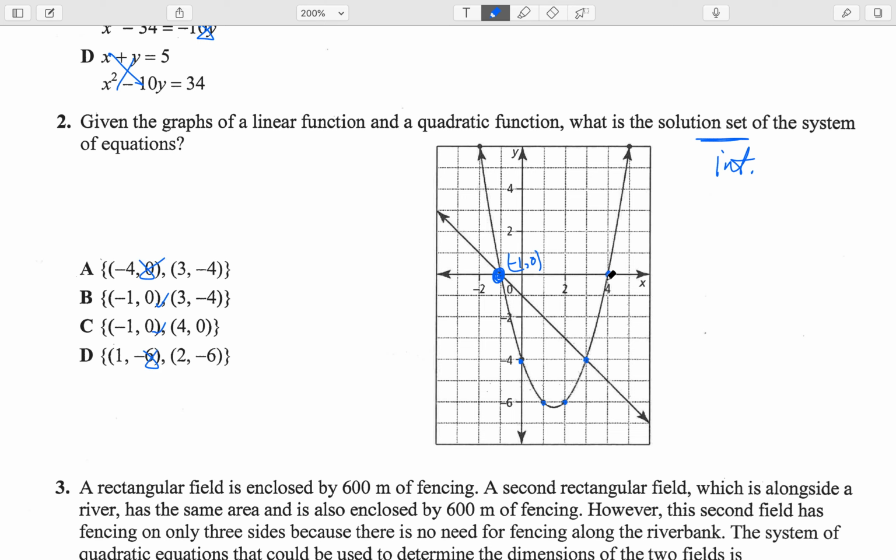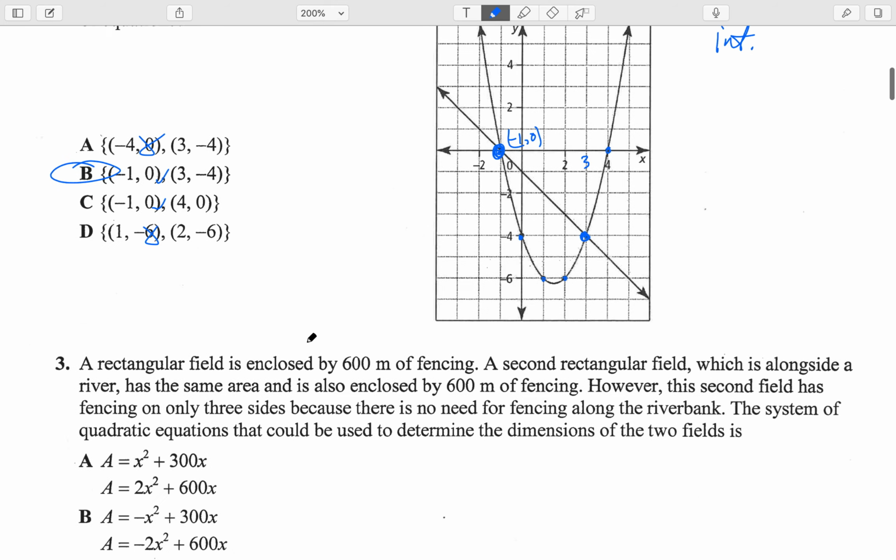And the other intersection, careful, it's not here. It's here. It's the intersection of the line and the parabola. So this is 3 and minus 4. 3 and minus 4. It's this one. Okay, so 2's got to be B.